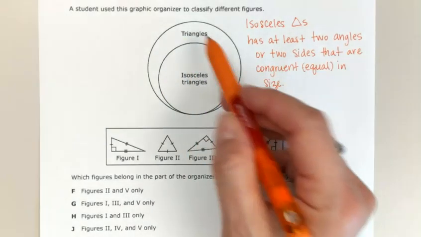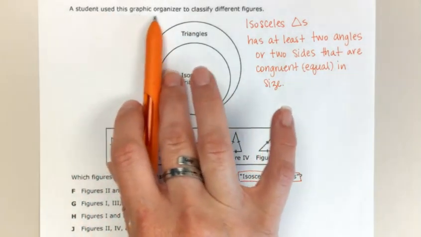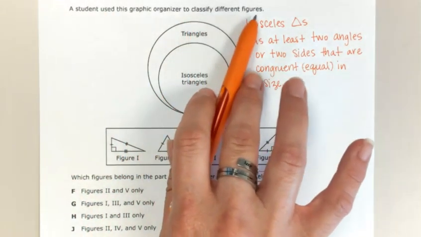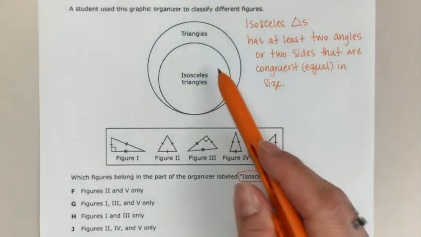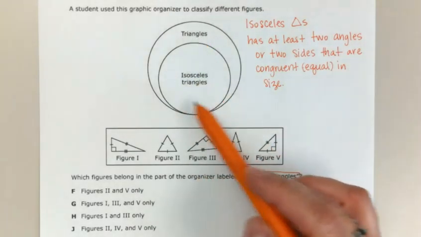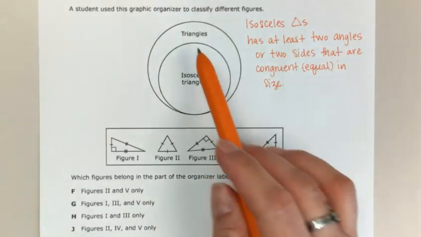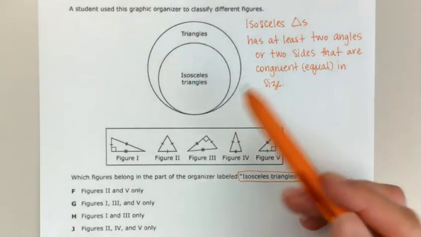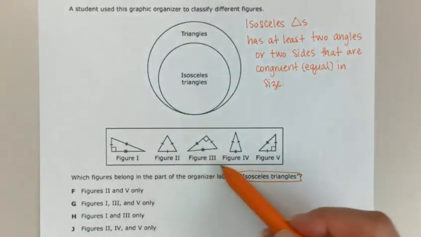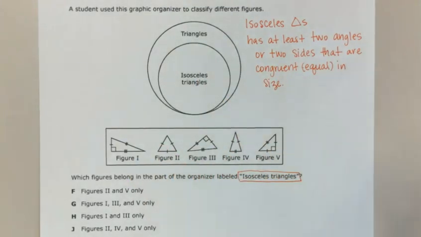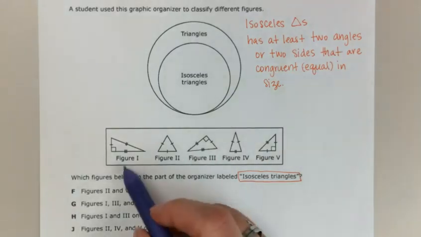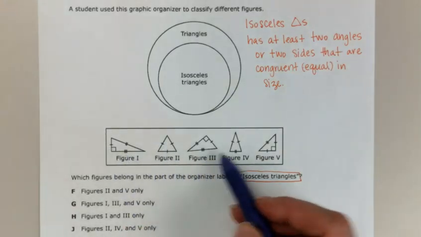So they've given us our graphic organizer. A student uses this graphic organizer to classify different figures. All right. So I know that isosceles is a smaller category of the bigger category triangles. So this makes sense. So let's look at our figures. Okay, let's look at what we know about them. So they've given us some indicators on those different sides.